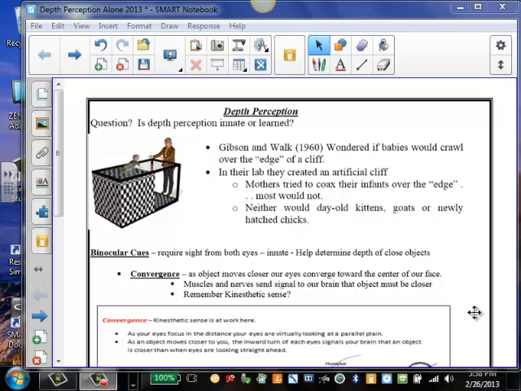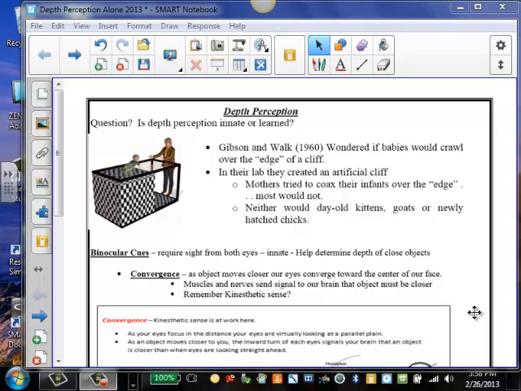Okay, folks, welcome to our video on depth perception. You should have your notes out, and you should be able to pause and keep track of notes for yourself so you can rewind and pause if you need to.